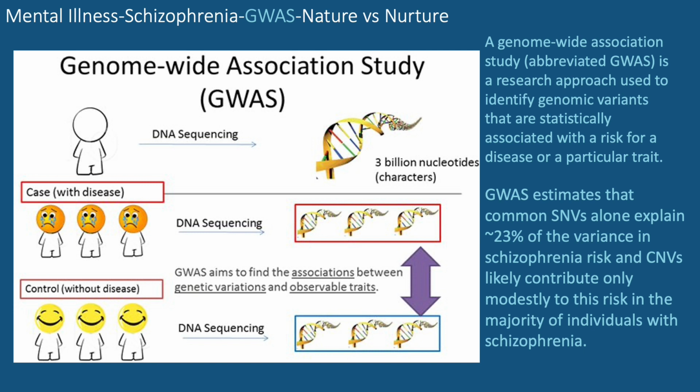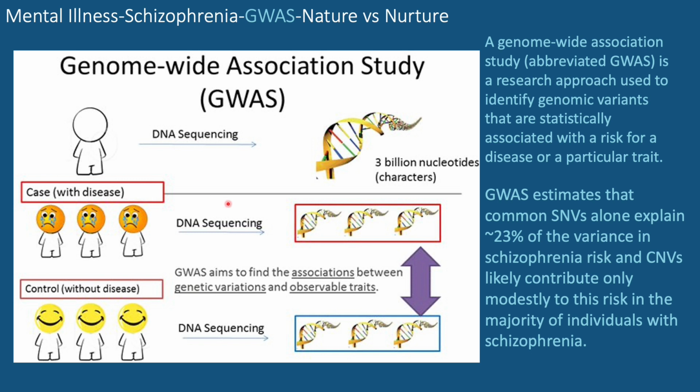Once such genomic variants are identified, they are typically used to search for nearby variants that contribute directly to the disease or trait. GWAS estimates that common SNVs explain around 23% of the variance in schizophrenia risk.